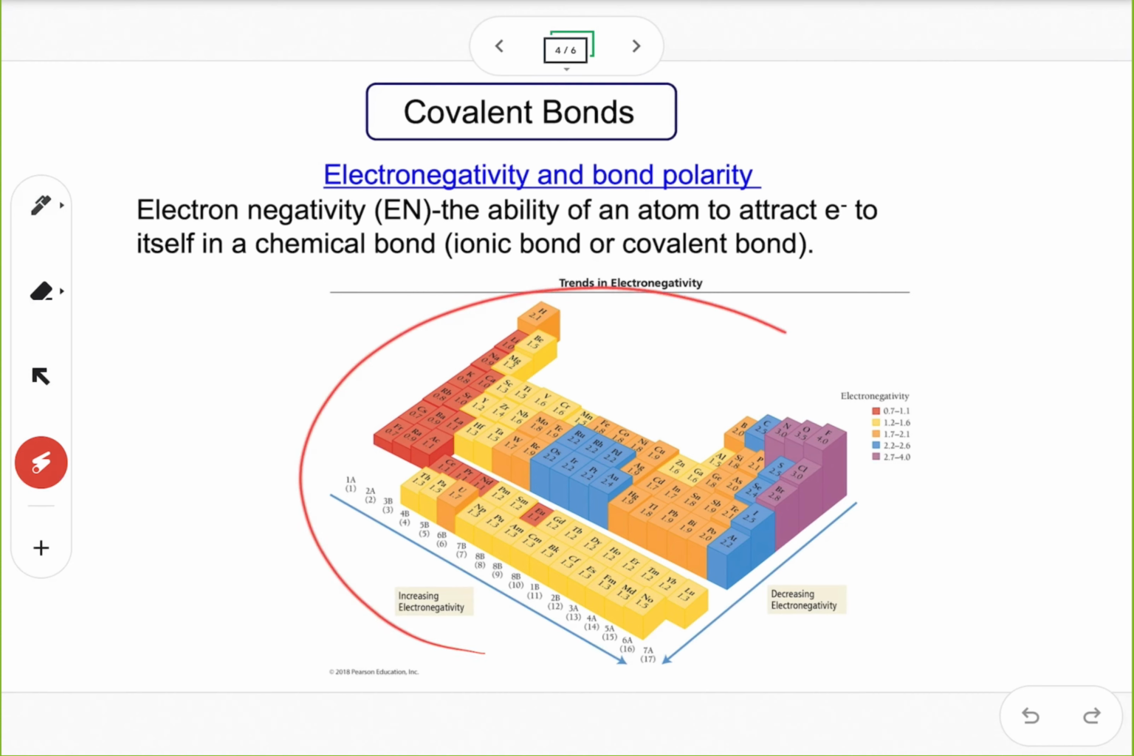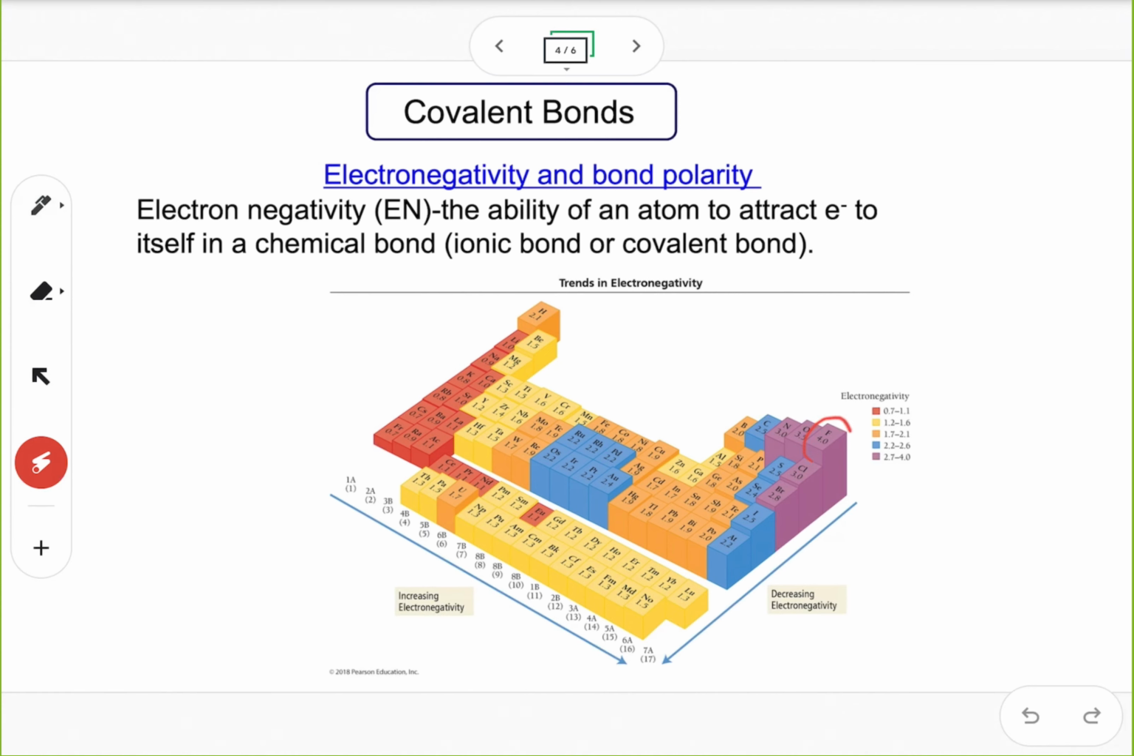This picture shows you the trends of electronegativity across the periodic table. Two trends. When you move from top to bottom in the same group, electronegativity decreases. Okay. When you move from left to right across the same period, electronegativity increases. I need you to understand and remember those two trends. Okay. Well, let's talk about each group.